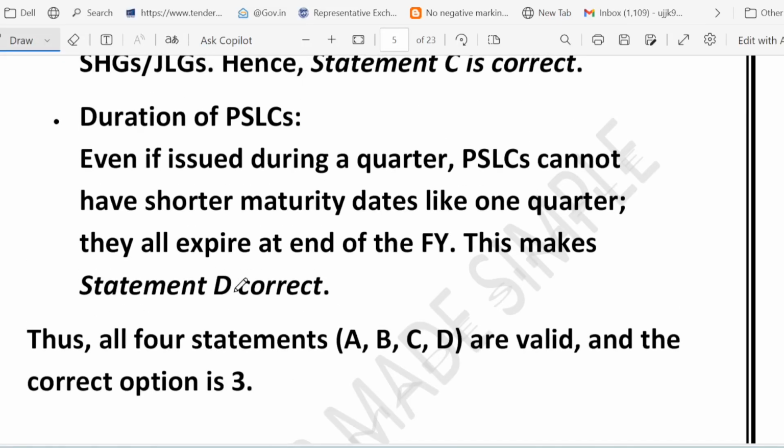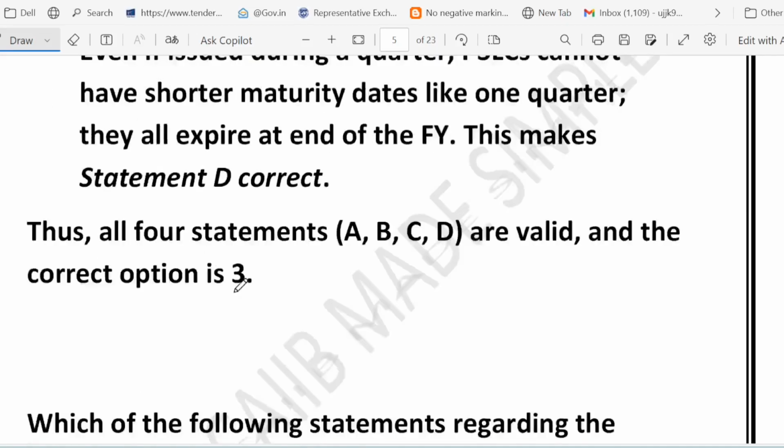So friends, the key takeaway is that PSLC are valid only till the end of the financial year, and banks must always ensure the PSL eligibility of the underlying loan. Also, lending to MFI is encouraged to meet the PSL target. I hope this answered your question.